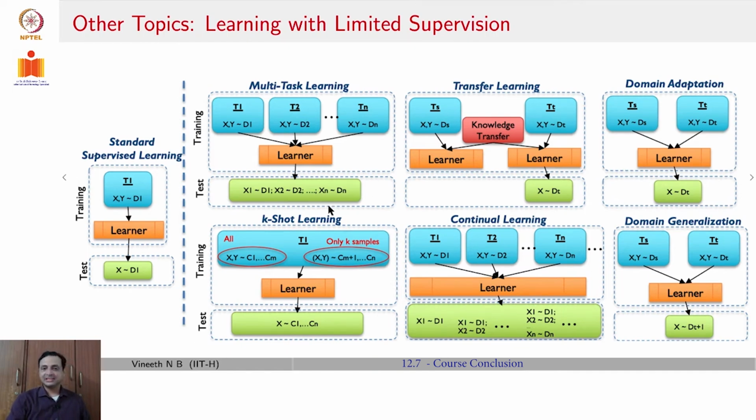K-shot learning is a generalization of few-shot or zero-shot learning, where we have a set of classes for which you have a lot of data, and a set of classes for which you have only k samples, where k can be 0. We now have to train a model to be able to do well on all the classes. We have seen a few examples of methods here.